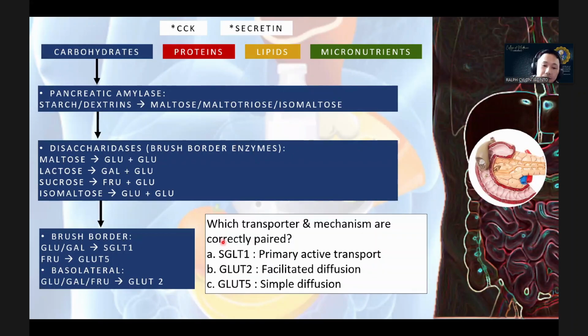Okay. Now, I have a question here. Which transporter and mechanism are correctly paired? SGLT1, primary active transport; GLUT2, facilitated diffusion; GLUT5, simple diffusion. Okay. So try to remember LE1.